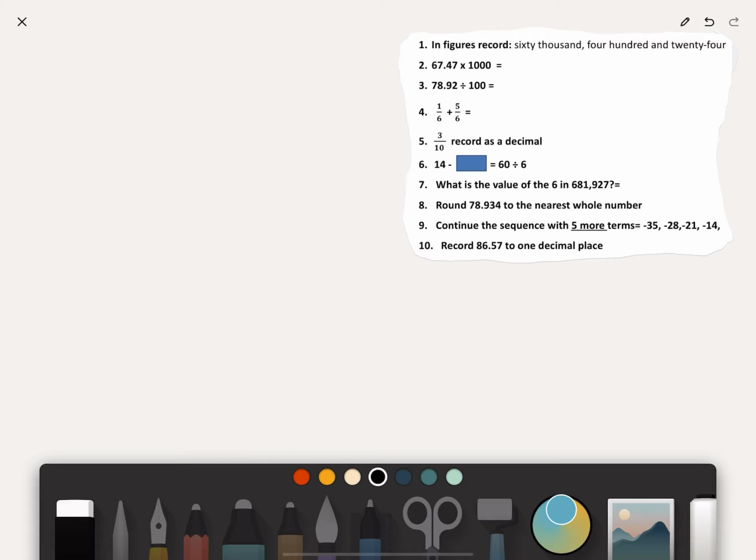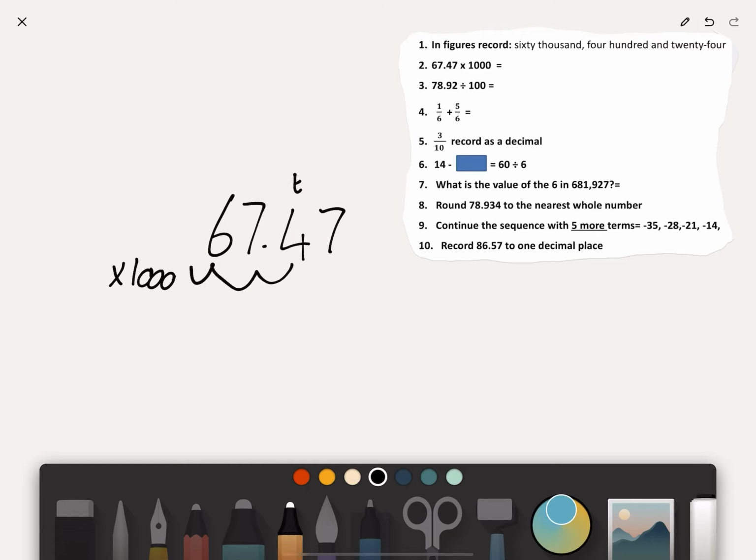67.47 times 1,000. So I'm going to get 67.47 written out. If you multiply by 1,000, then everything's going to move 3 place value columns to the left. So let's just choose the tenths. It's going to go 1, 2, 3. So the 4 will end up in the hundreds. So you're going to have 4 in the hundreds, 7 in the tens, that unit. And the decimal point should be there.